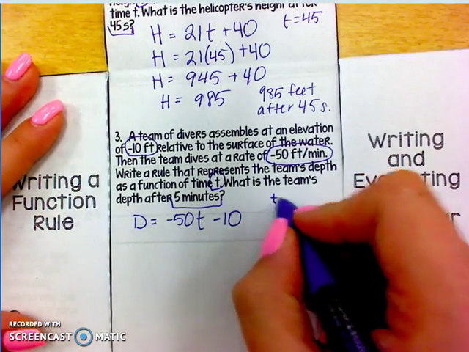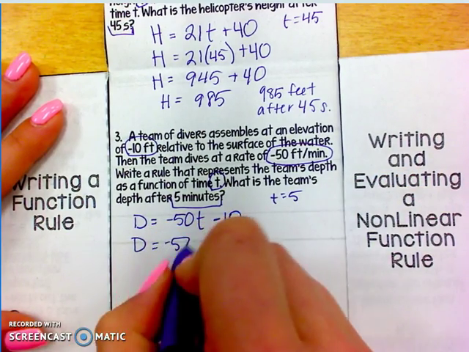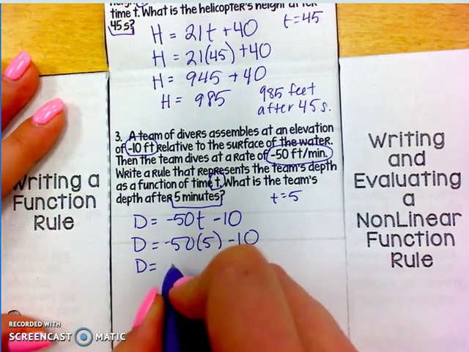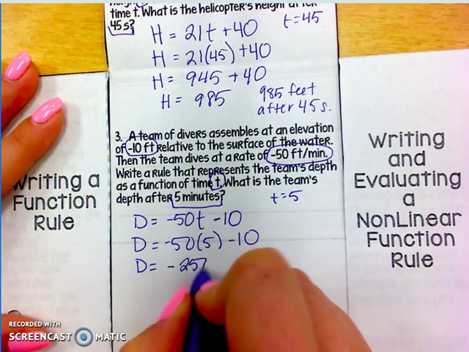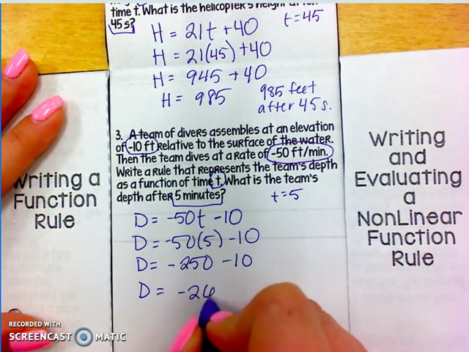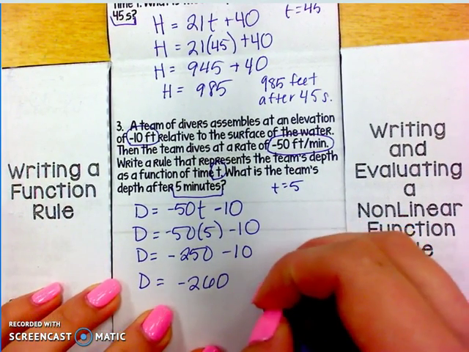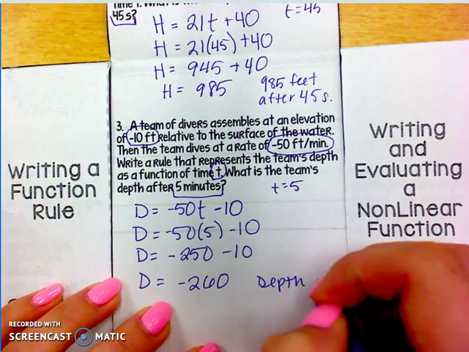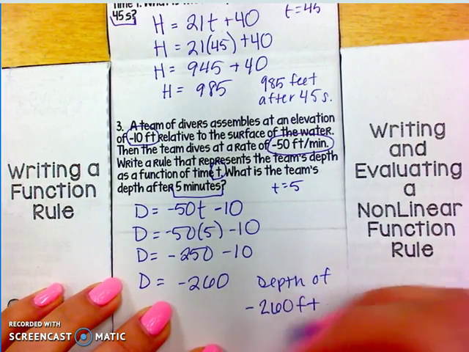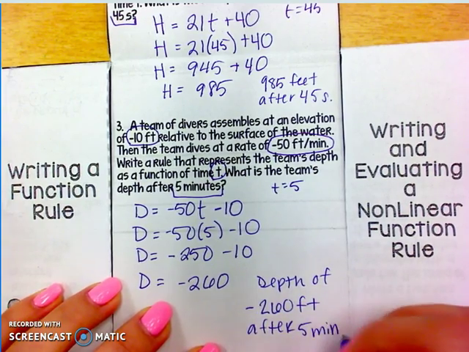And I want to know if t is 5, plug that in. Negative 50 times 5 minus 10. What is their depth going to be? Negative 250 minus 10 more. The depth is negative 260. So the depth is negative 260 feet after 5 minutes.